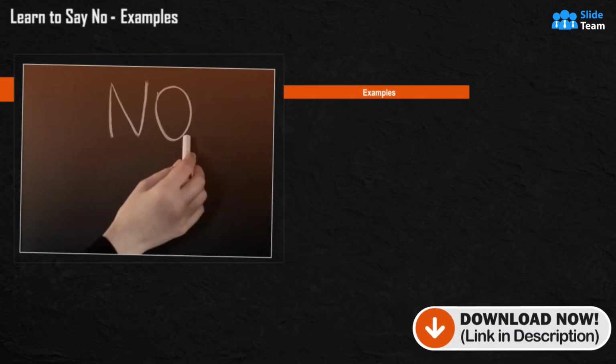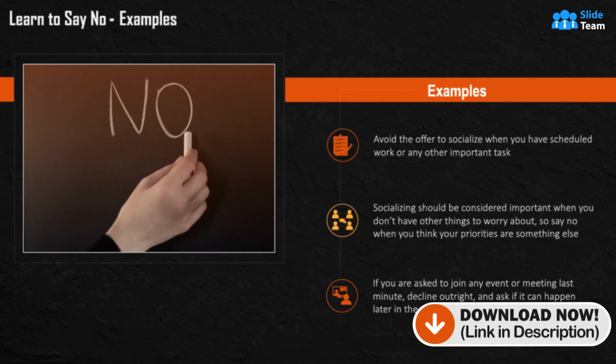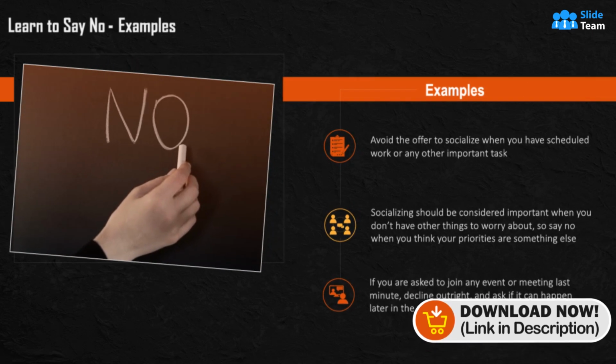A vital skill in productivity enhancement is the ability to say no. The deck discusses the importance of setting boundaries and turning down tasks that do not align with your priorities.